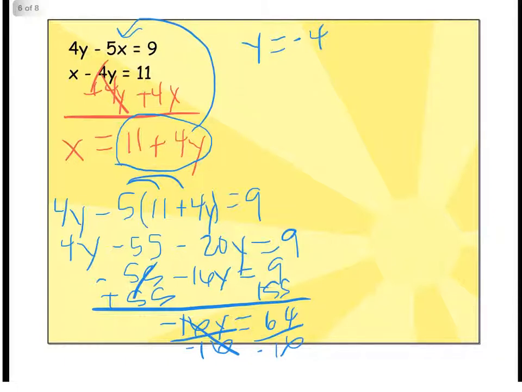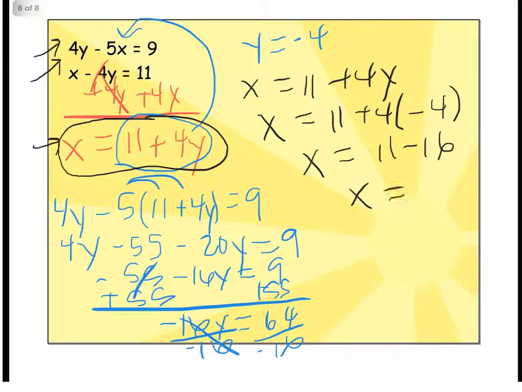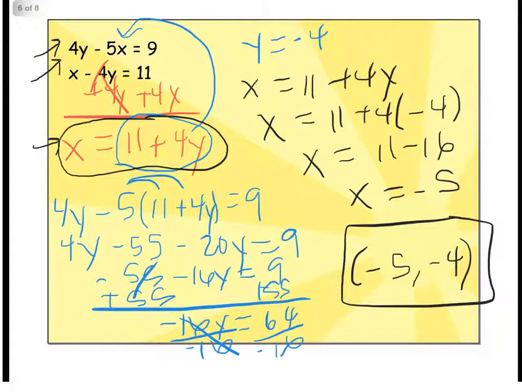Now again, I have to go back and solve for x. To solve for x, I could use my original top equation, I could use the second equation I was given, or I could use the one where I solved for x. I'm going to use this one again because it's fastest for me. So I have x is equal to 11 plus 4y, or x is equal to 11 plus 4 times negative 4. X is equal to 11, and that's going to turn into a minus 16, so x is equal to negative 5. My solution to the system of equations is negative 5, negative 4.